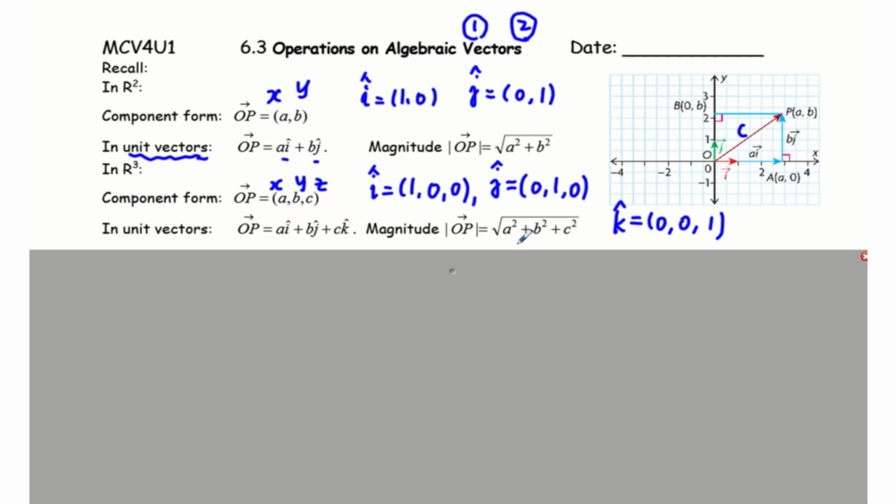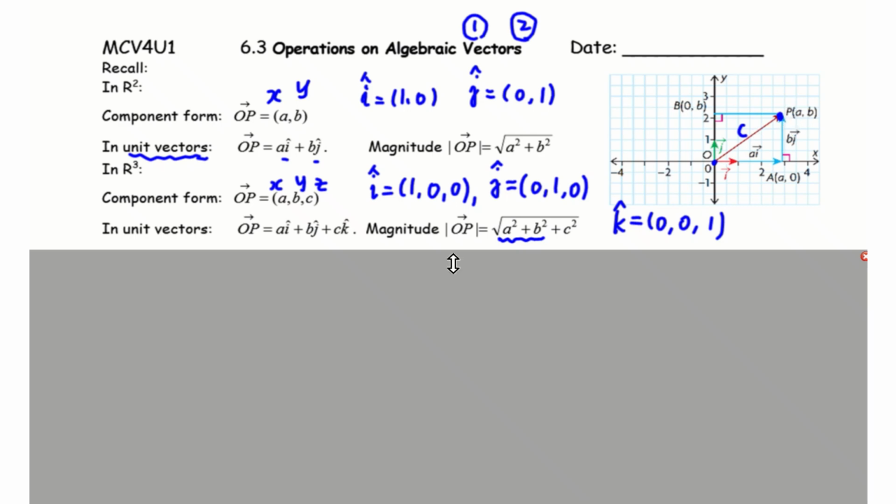And the magnitude is just a squared plus b squared plus c squared. You can think that you have to apply the Pythagorean theorem twice. This is one right angle triangle. Then the hypotenuse formed with c makes another right angle triangle. So this squared plus this squared gives you the distance from O to P. So magnitude is just the distance from the tail to the head.